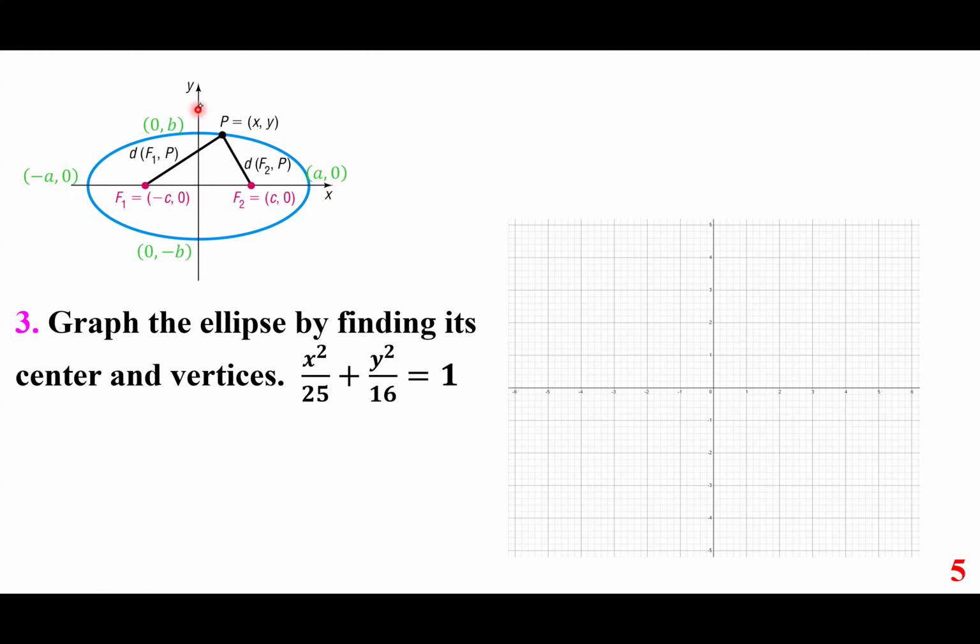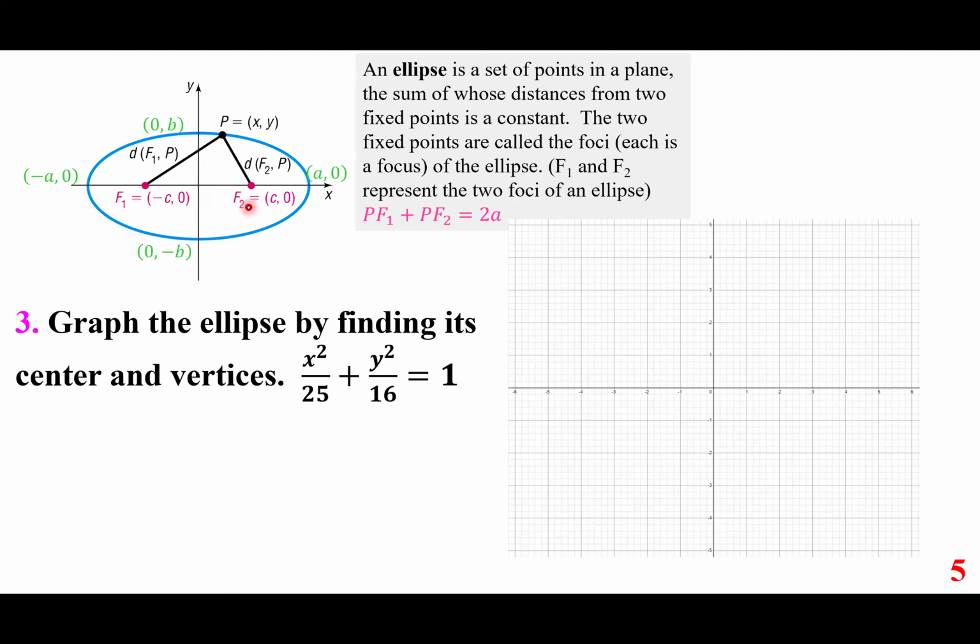So here's F1 and F2, focus 1, focus 2, the foci. An ellipse is a set of points in a plane, the sum of whose distances from two fixed points is a constant. The two fixed points are called the foci. Each is a focus of the ellipse. F1 and F2 represent the two foci. PF1 plus PF2 is fixed and is 2 times the value of a. From here to here is a, from here to here is b, from here to here is c.